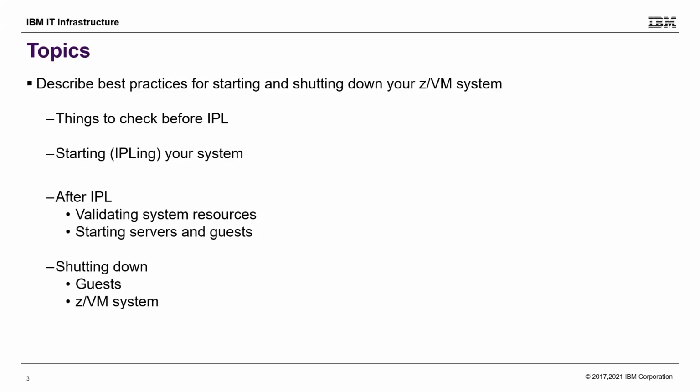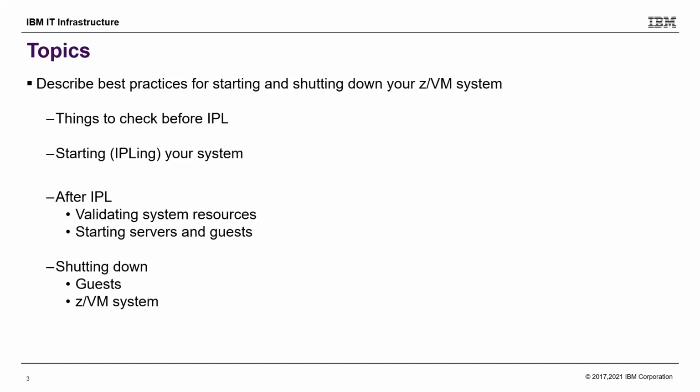So we'll start with some things to check before you IPL. It's good to know where things are. A lot of things are set up automatically for you when the system's installed, but it's good to know where those things are because somebody will have to change them at some point in time, or if maintenance is done, you have to know where things are. Then the actual process of starting and IPLing your system, things to be aware of there, things that might help you out as you go through that process.